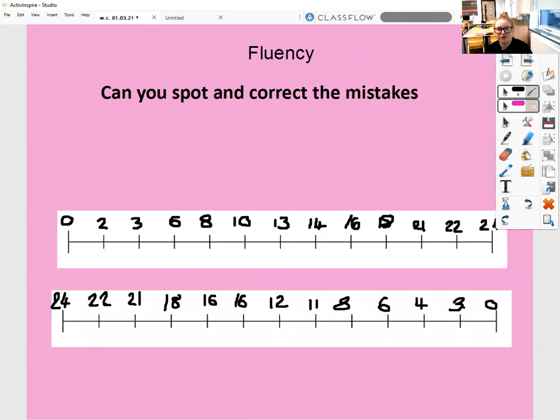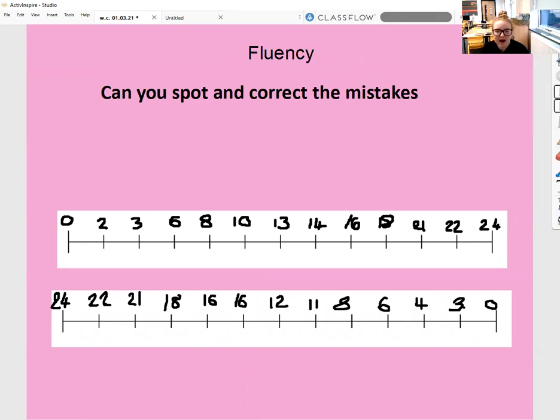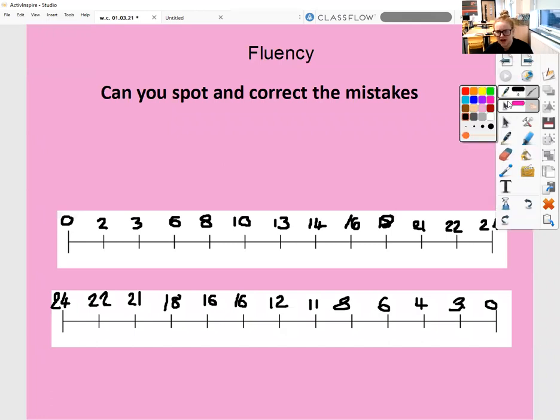Fantastic, okay. Your fluency is here for today. Here I have some number lines, 0 to 24 and 24 to 0, going up and down in twos. I would like you to spot the errors. Let's just have a quick little look here and see if we can spot the errors in this number line. So let's count in twos.